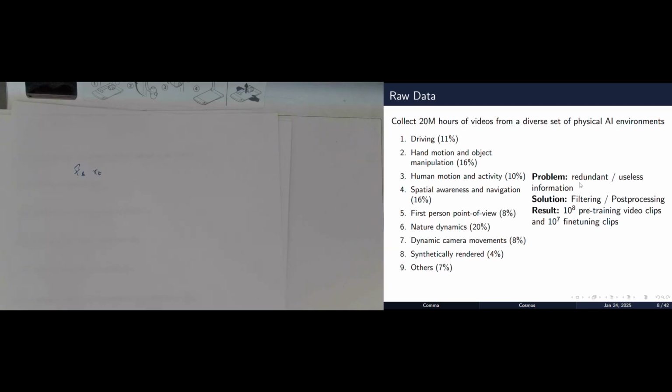For example, if you have a video, you want to split it up into 3-second intervals. Then after you split it up, you want to filter them and deduplicate them. If you have a copy of a video from two different locations, they're the same, so you want to remove one of them. At the end of the day, they have 10 to the power of 8 pre-fine-tuning clips, and then finally 10 to the 7th high-quality post-fine-tuning ones.